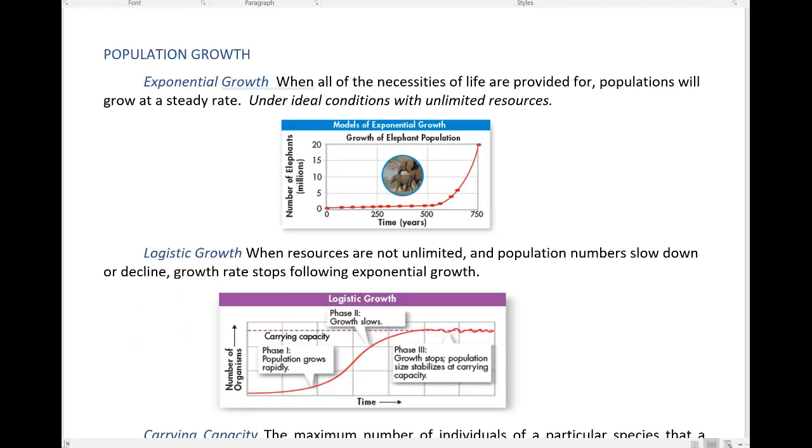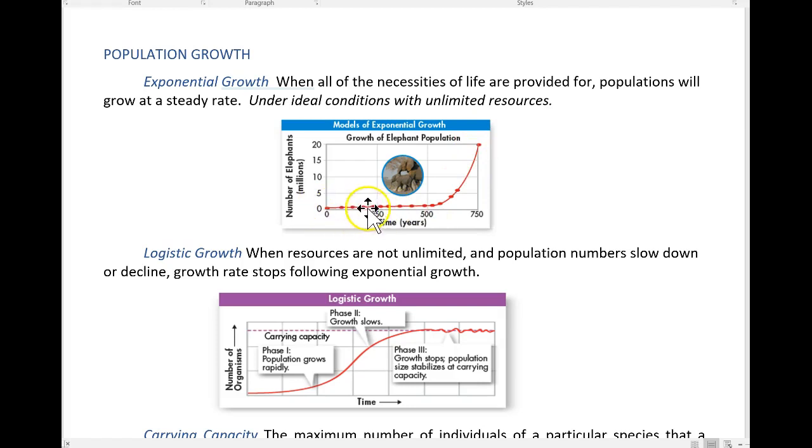All right. So when we look at population growth, we look at population growth in two ways. Is it growing exponentially? And that's at a steady rate where it's increasing. There are no limiting factors that are getting in the way of the growth. The conditions are ideal, the resources are unlimited, and we're going to see that the population is going to grow at a steady rate. And it's represented by what we call a J-shaped curve.